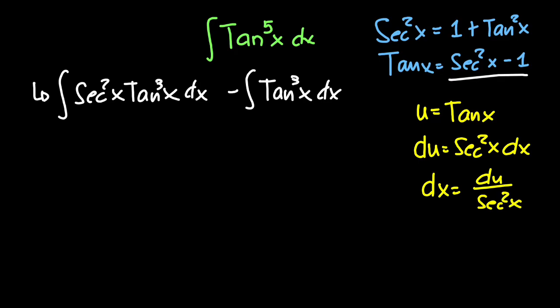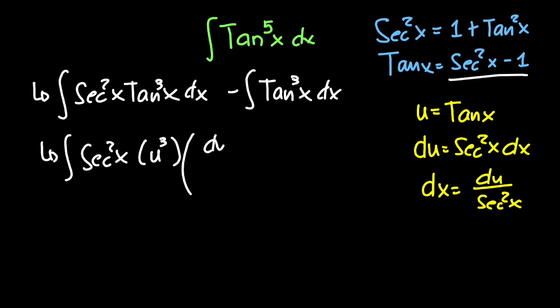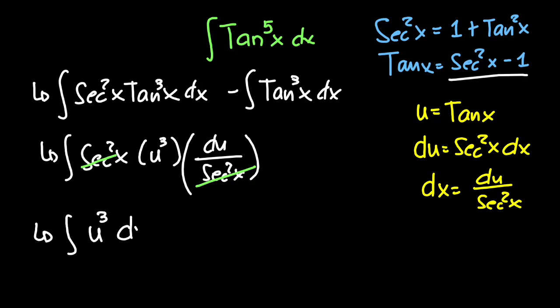By replacing that, this would be the integral of secant squared of x. Tangent x here is equal to u, so this would be u, and since this is raised to the power of 3, multiply it by the value of dx, which is equal to du over secant squared of x. You can actually see here, secant squared x will cancel, leaving you with the integral of u to the power of 3 du. Taking the integral of this would be u to the power of 4 over 4.